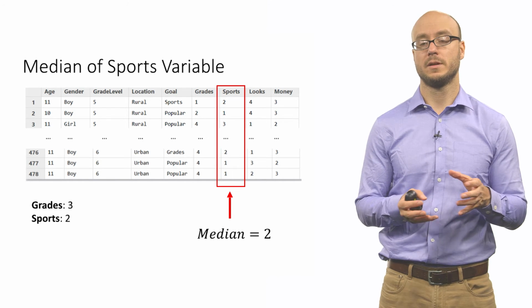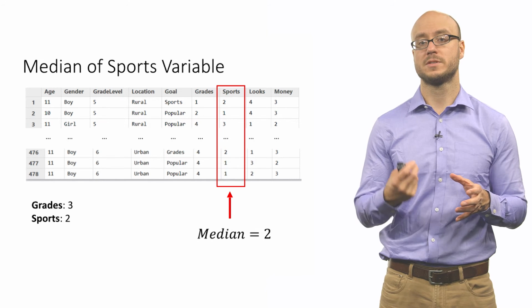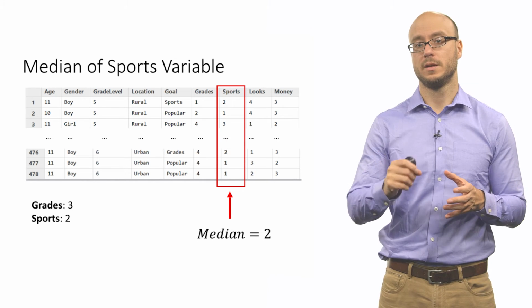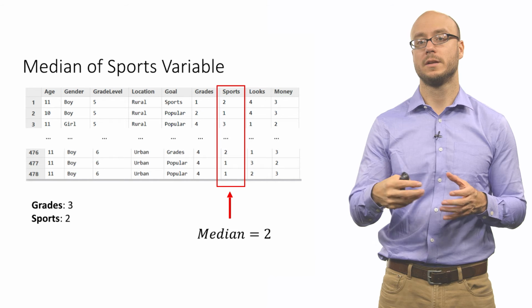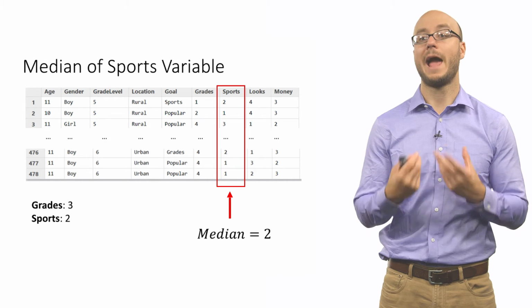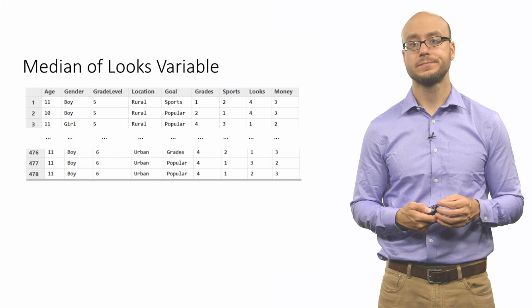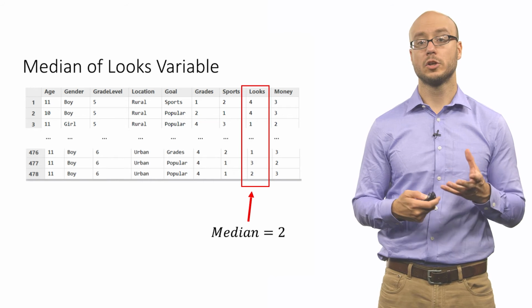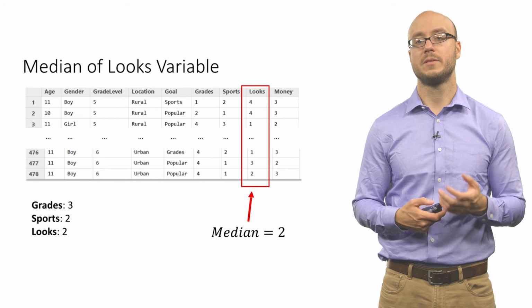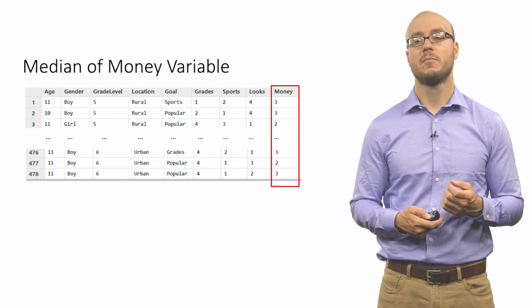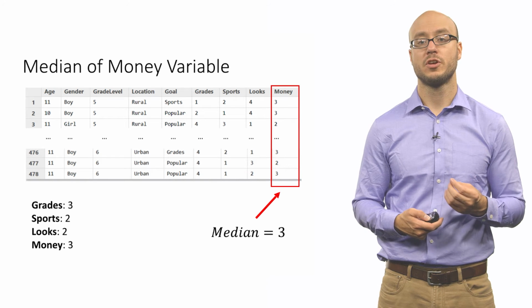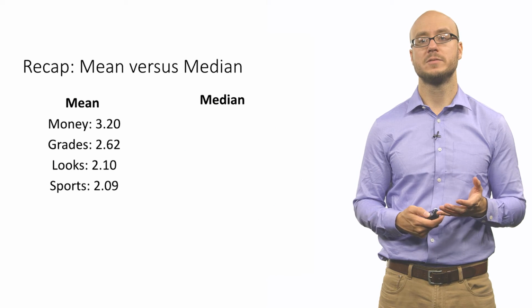So sports is ranked higher, meaning the closer to 1, the most important attribute of popularity among these kids. If you look at looks, or being pretty, the median is 2, and for money, the median is 3. So we have these values of the median.